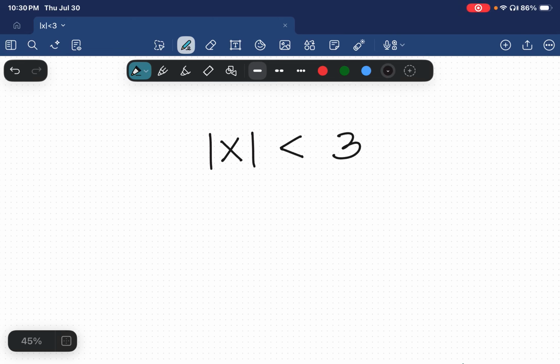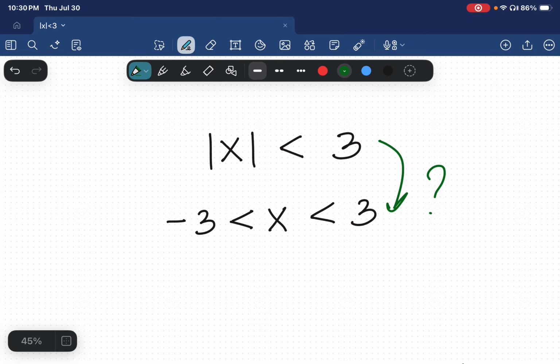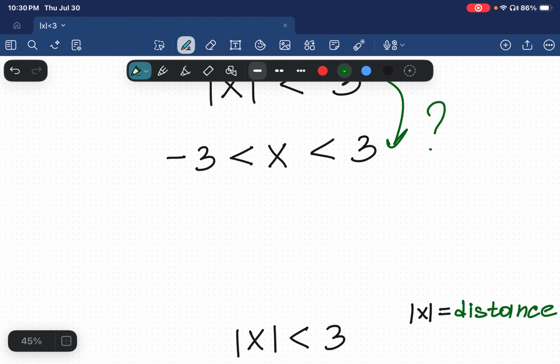Most students just memorize that this becomes x is more than negative 3 and less than 3. But why does just one inequality suddenly become 2? Where does this come from? The first way to understand it is with distance.